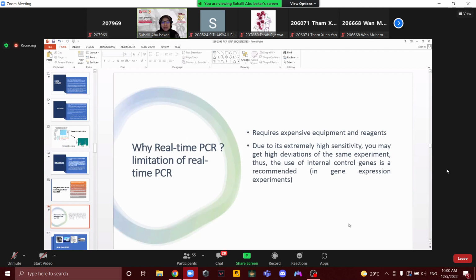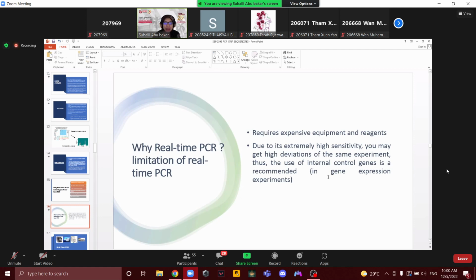Okay, so limitations: every method has its limitations. It requires expensive equipment, a set of computer, and reagents as well. When you involve fluorescence, definitely it is quite expensive. Okay, and then due to the extremely high sensitivity, you may get high deviation of the same experiment. So you have to use an internal control gene as recommended. In gene expression experiments, particularly a housekeeping gene, you must use this control.